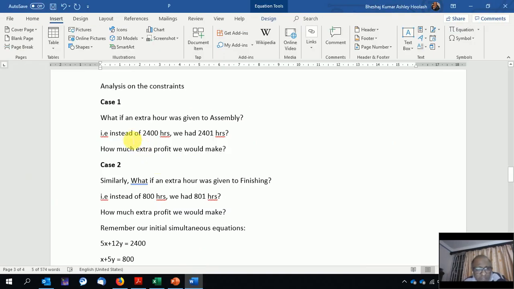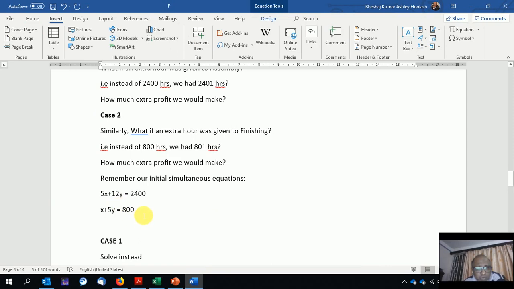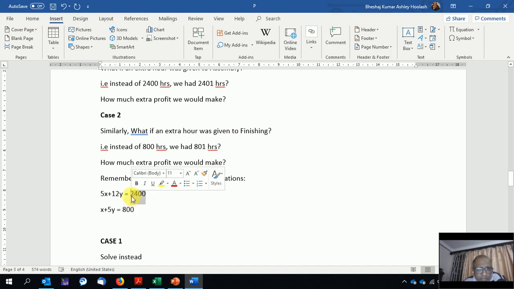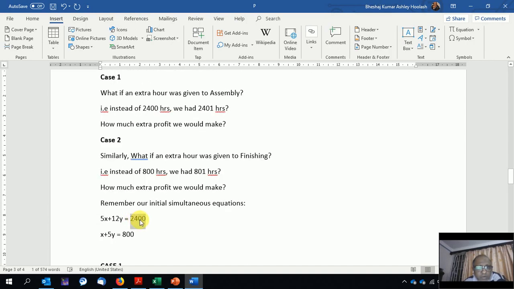What it means here is I'm going to take the two binding equations, and I'm going to ask myself one simple question. What if, sorry, this is for the, can't remember which one it is, that's for the assembly, and this one is for the finishing, right? And my question is, what if I was given 1 extra hour, 1 unit? How much more profit would I have made? That's the simple question, by keeping this one constant, by the way.